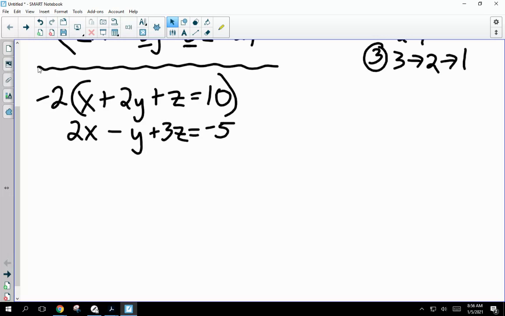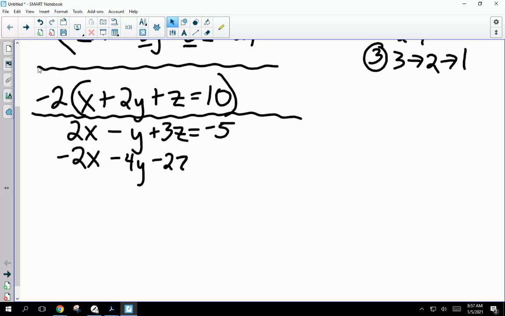So what I'm going to do now is draw another squiggly line here. And I'm going to multiply this top one by -2 and plug it in right below it so I can then set it up like I want it. So -2 times x is a -2x. -2 times 2y is a -4y. -2 times z is a -2z. And -2 times 10 is a -20.